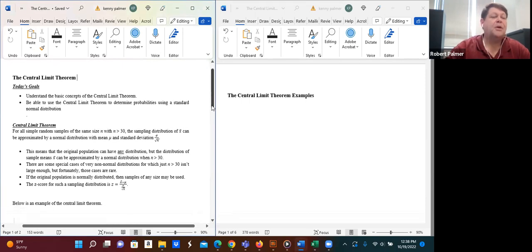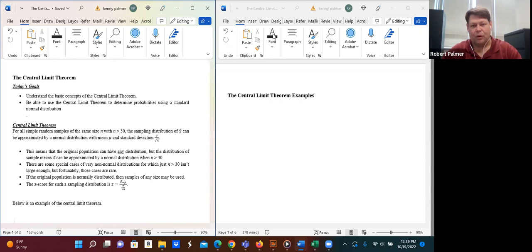So this is a theorem, a mathematical statement. And what it says, let's just read this part. It says for simple random samples of the same size, n, where n is greater than 30, then the sampling distribution of the means x bar can be approximated by a normal distribution with a mean mu and a standard deviation of sigma divided by the square root of n. Okay, so look over here to the right and I'll explain what that's saying. It's kind of a lot of words.